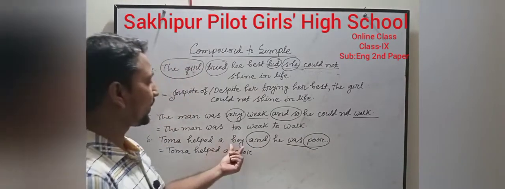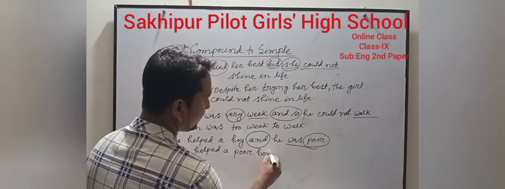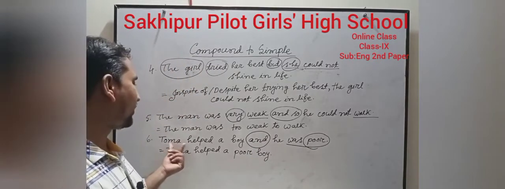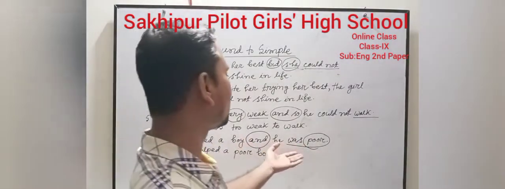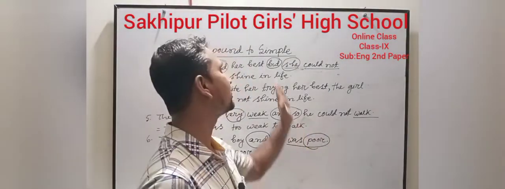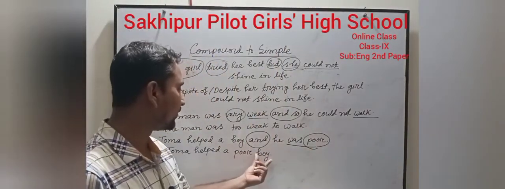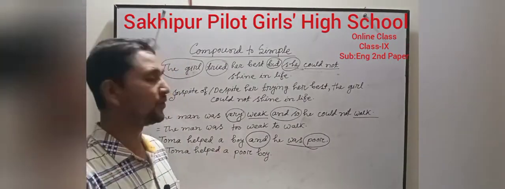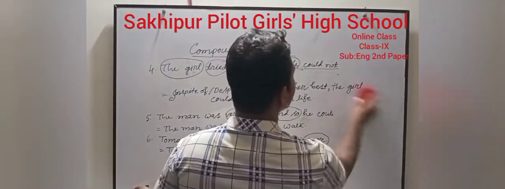Then you have to write the object, that means the noun of the first clause. It's a very easy rule. Toma helped a boy and he was poor. In the second clause, there is a be verb and an adjective. If you want to change into simple, then this adjective will be before the object of the first clause. Toma helped a poor boy. Okay, come to the next rule.